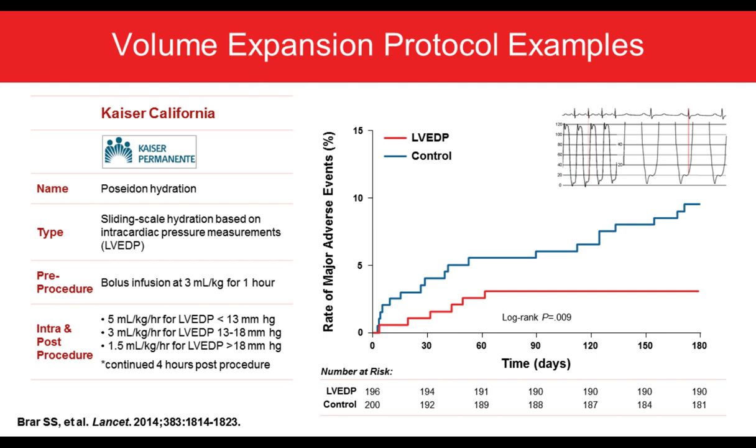By giving more hydration volume to people who could tolerate it versus those who got standard hydration, you can see that major adverse events, specifically acute kidney injury, were substantially lower in those who got LV-EDP guided hydration rather than those who simply got a standard control hydration strategy. So we're doing this measurement anyway on patients. We're measuring the EDP. We can put it to use by tailoring how much volume we give patients for prevention of AKI.